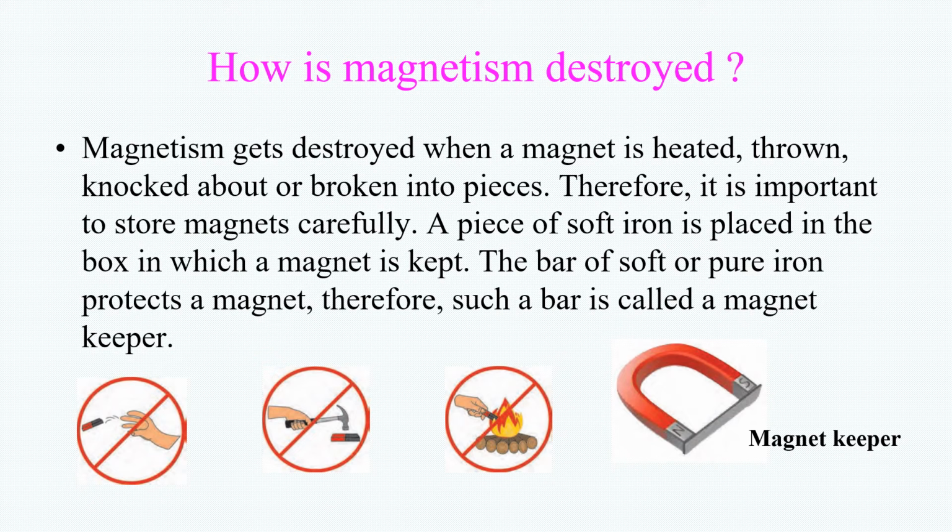The bar of soft or pure iron protects a magnet. Therefore, such a bar is called a magnet keeper. It protects the magnetism of the magnet and that is why it is called a magnetic keeper.